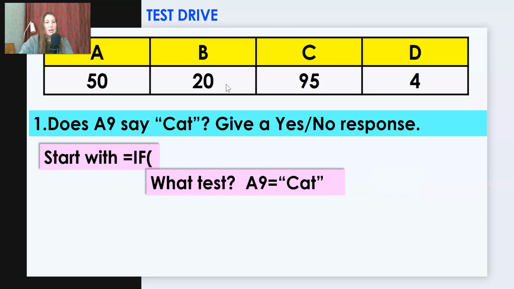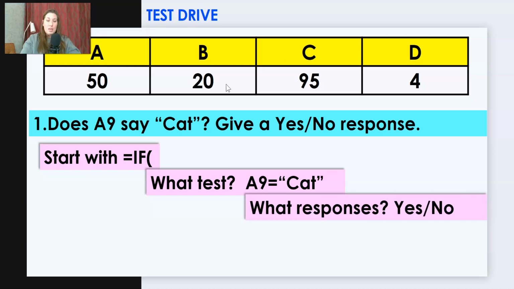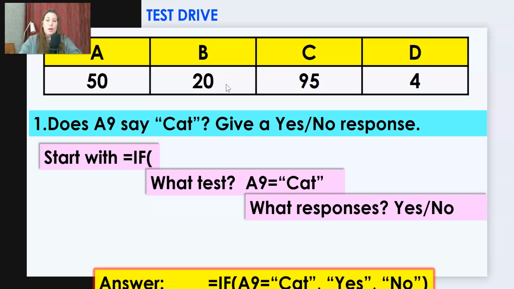After that, what are we testing? Well, we want to know, does A9 say cat? So that's another way of saying, does this set of characters match this other set of characters? So how we'd write that is A9 equals cat. But remember, anytime we have a word, it has to be in opening and closing quotation marks. So that would be my little test right there. A9 equals cat. And then your responses are going to be yes and no. Just like the word cat, those go in your quotation marks and they're separated by commas.